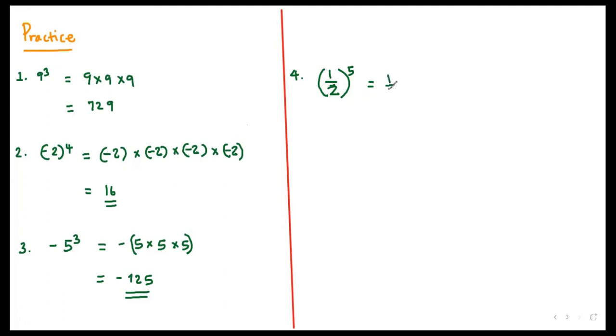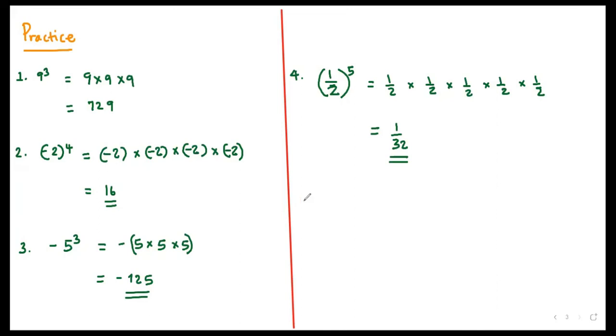1 out of 2 times 1 out of 2 times 1 out of 2 times 1 out of 2 times 1 out of 2. 5 times: 1, 2, 3, 4, 5. So what is our final answer? 5 out of 32. Are you sure? Should it be 5? This is times, not plus. 1 out of 32. That is very correct.